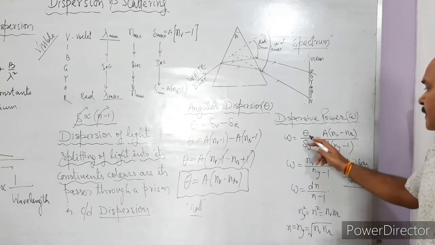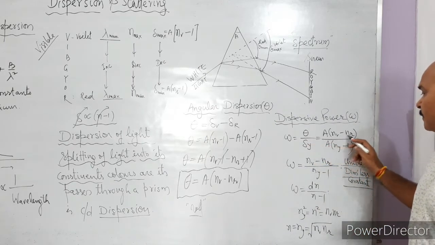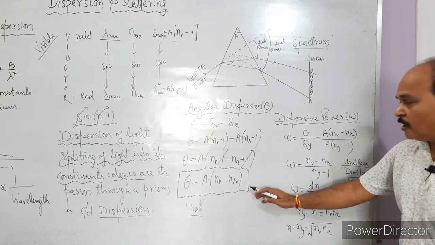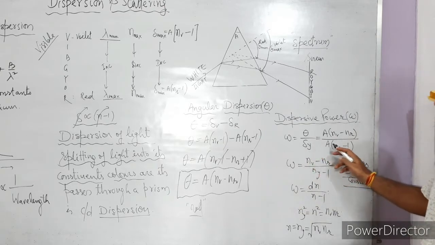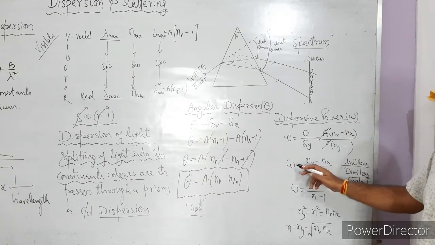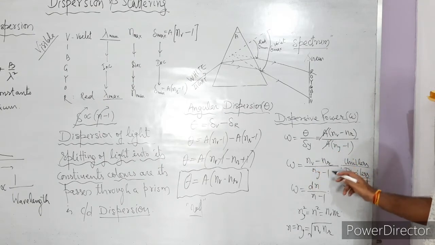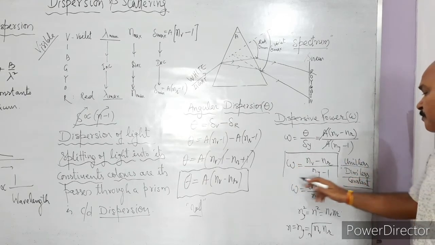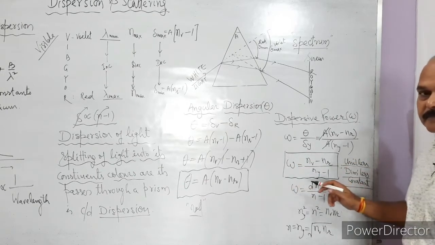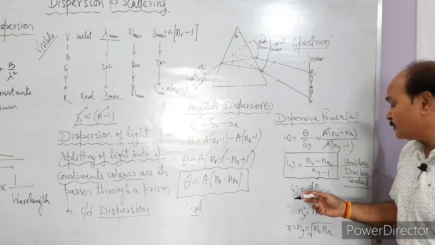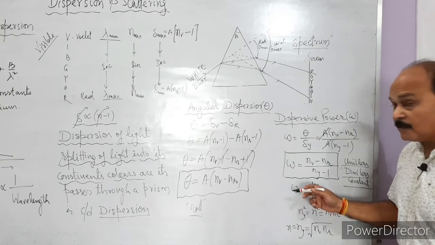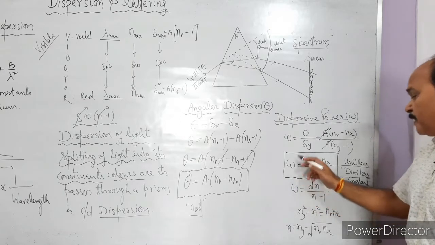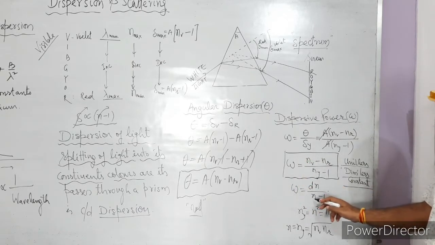Well, what is this theta? This theta is A times (NV minus NR). We have just found that out. And what is delta y? Delta y is going to be A times (NY minus 1). You can see that A cancels out. What do we get omega, or W, as? (NV minus NR) upon (NY minus 1). This is the formula of dispersive power of a medium. In the language of calculus, we can write this omega as dn upon (n minus 1).